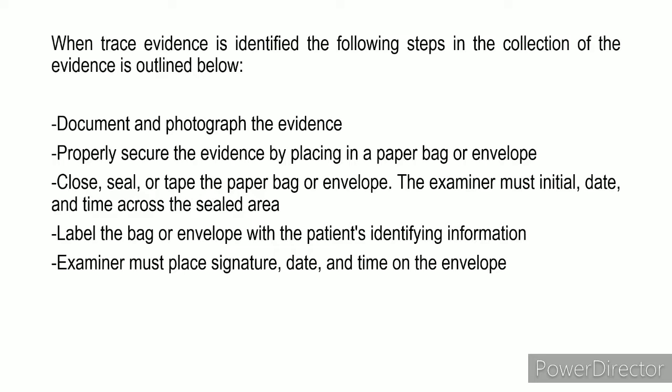When the trace evidence is identified, follow the steps in the collection of evidence outlined below. Document and photograph the evidence. Properly secure the evidence by placing it in a paper bag or envelope. Close, sew, or tape the paper bag or envelope. The examiner must initial, date, and time across the sealed area. Label the bag or envelope with the patient's identifying information. The examiner must place signature, date, and time on the envelope. Document and photograph the evidence.